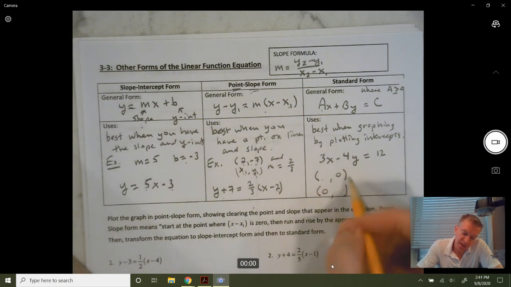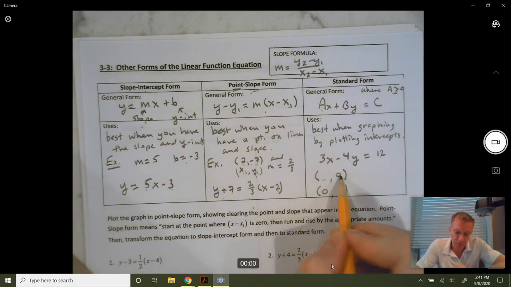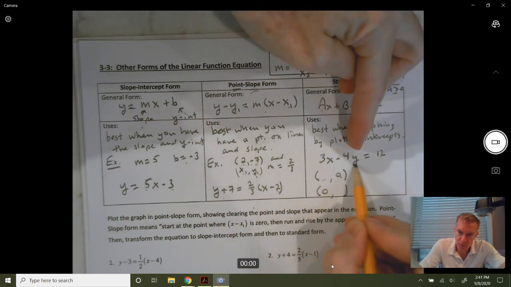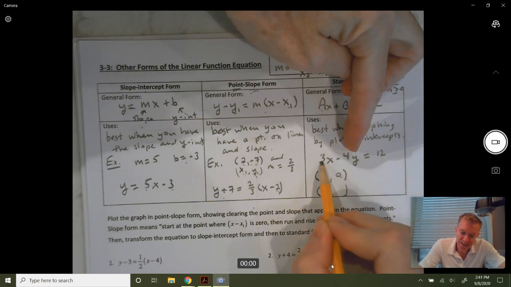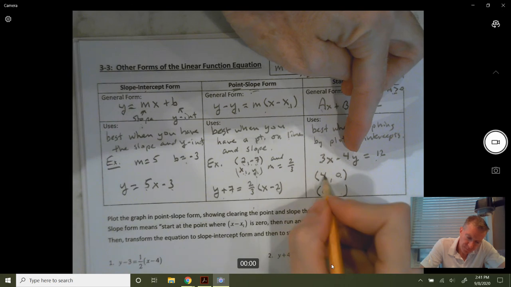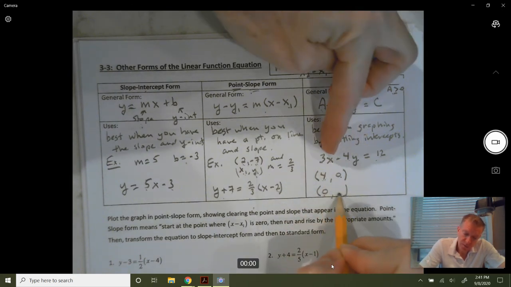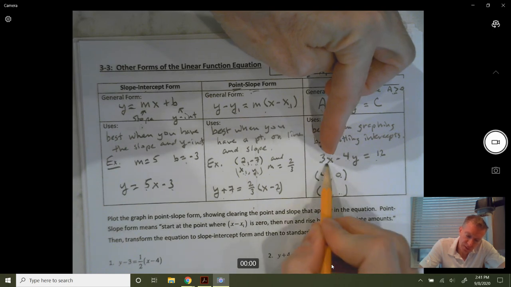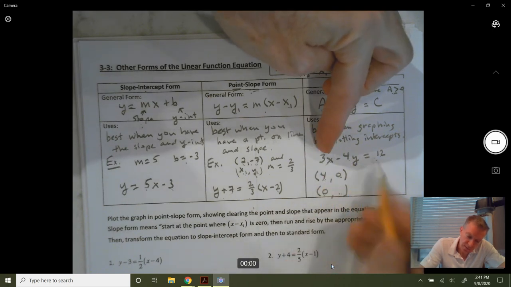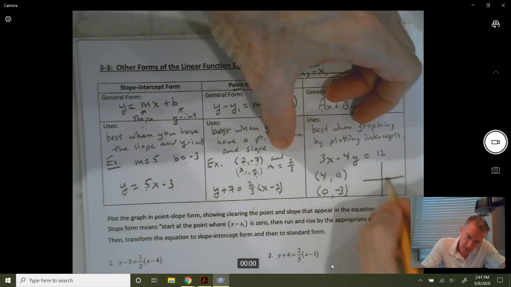Let's now find our x-intercept. Our x-intercept happens when we plug in 0 for y. So when you plug in a 0 for y, -4 times 0 goes away. So you get 3x equals 12, and x would equal 4. And then the y-intercept happens when x is 0. So we can plug in the 0 for x. 3 times 0 goes away, and we get y = -3. And you simply plot (4, 0), 1, 2, 3, 4, and (0, -3).